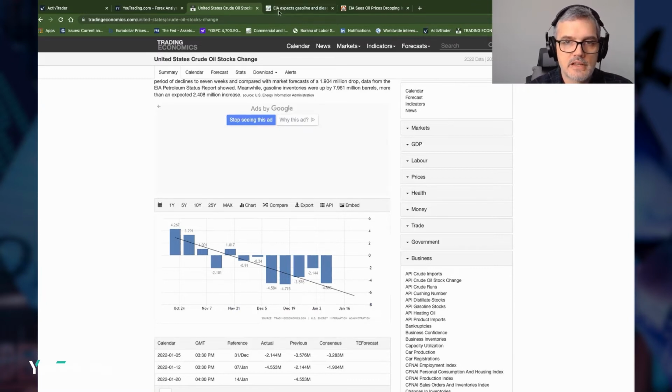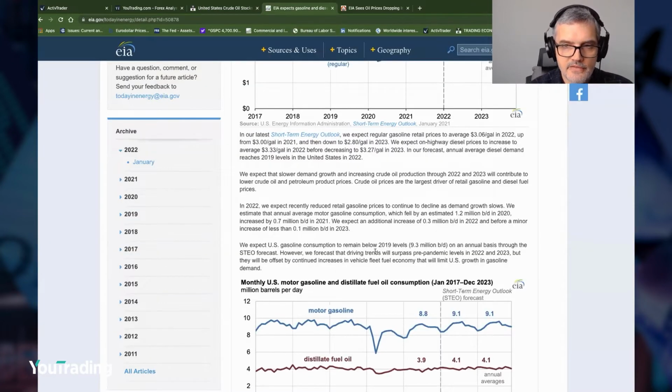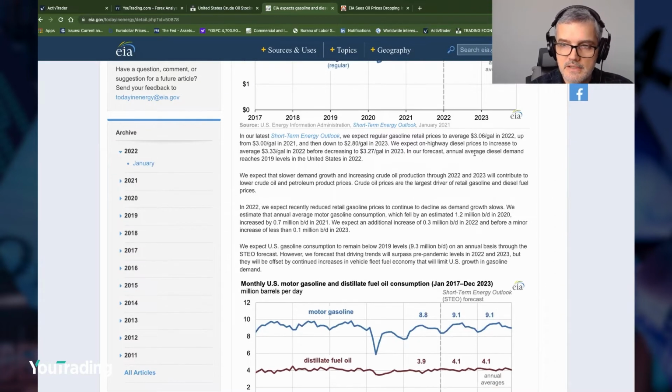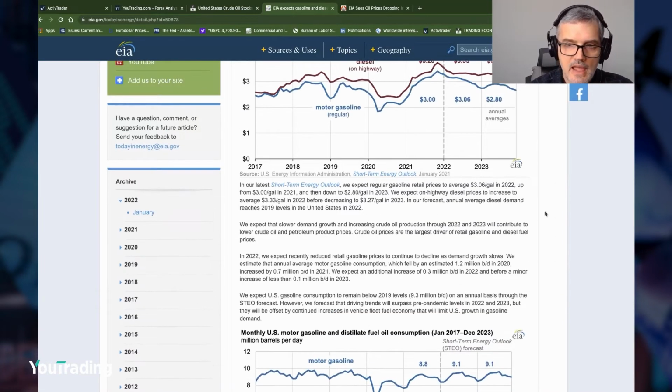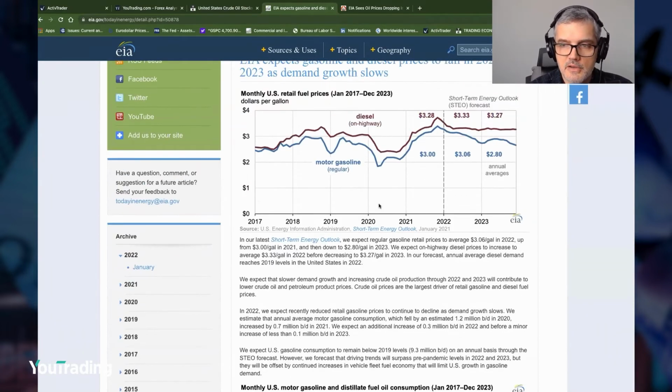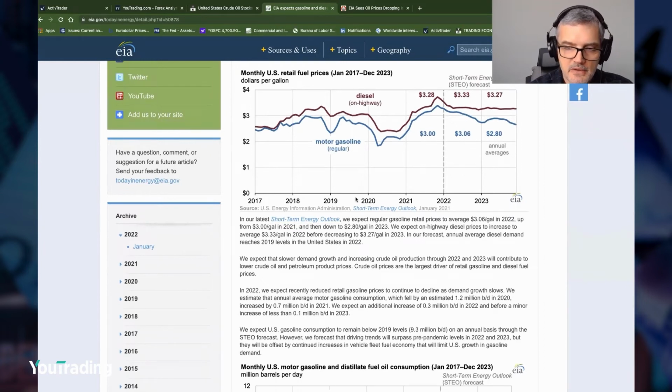And if we then go to the EIA, which gave us this information, in their latest Short-Term Energy Outlook, they're expecting regular gasoline retail prices to average $3.06 a gallon in 2022, which is up from $3 in 2021. But their long-term prediction is for prices to come down.